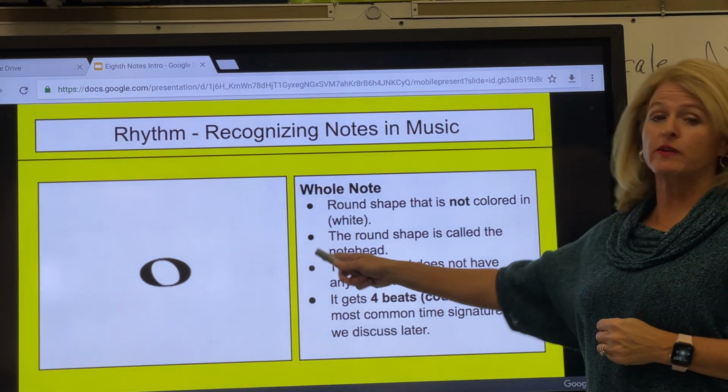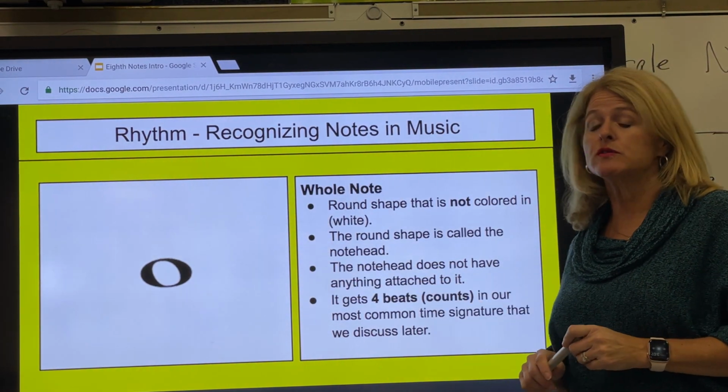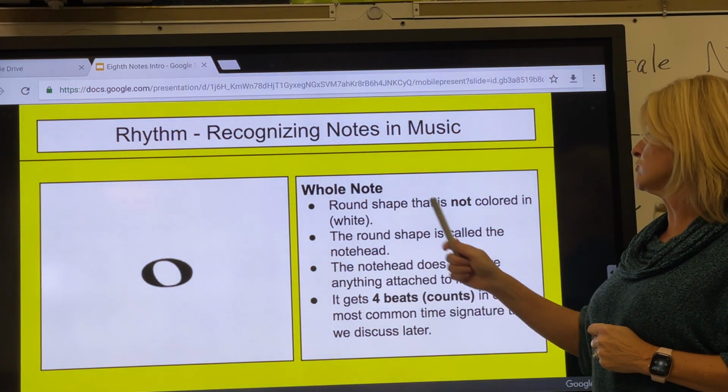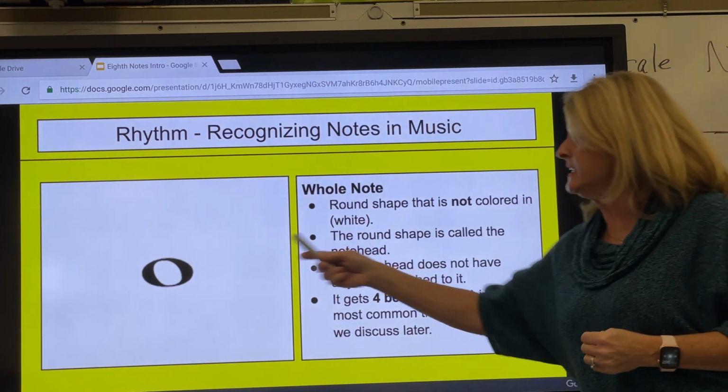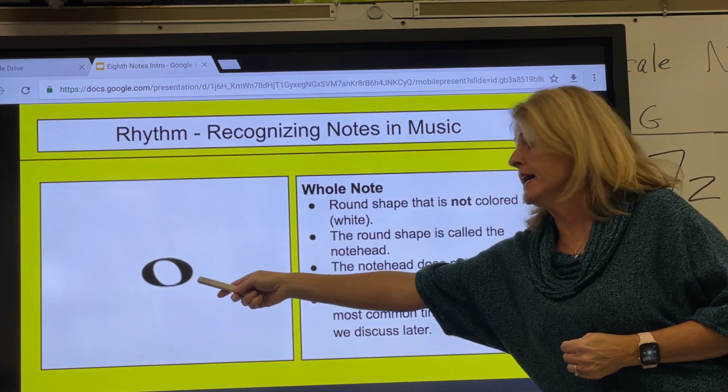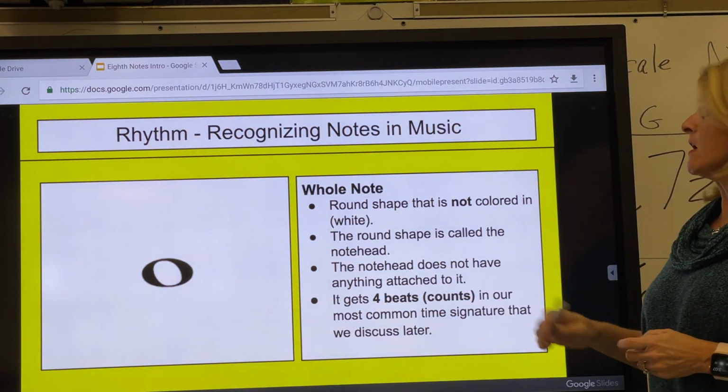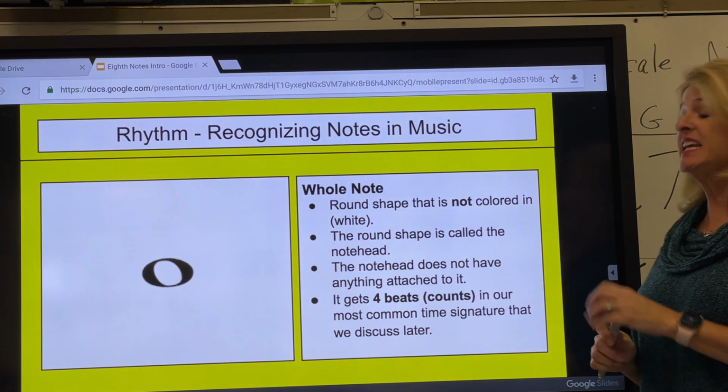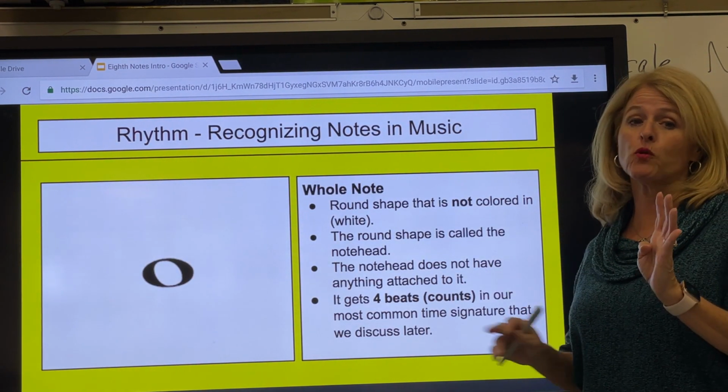First of all, let's recognize and review our whole note. Just remember, a whole note's a round shape that is not colored in. Inside the note head, it is white. Okay, the round shape is called the note head. The note head does not have anything attached to it, and it gets 4 counts.